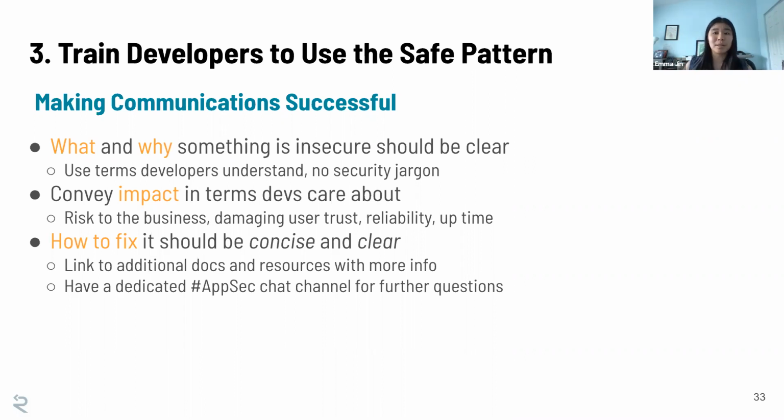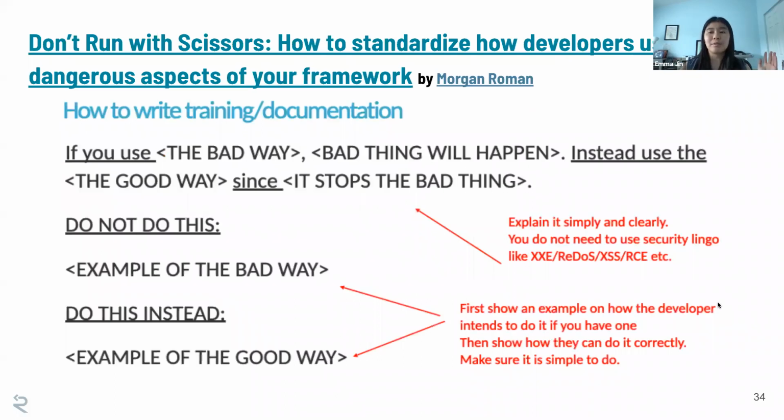This is possible in some cases. It's not always easy. But however vulnerabilities are communicated, it needs to be very clear what is insecure, why this thing is bad, why they should care, and then how they can fix it. So here's a nice template for what to include in documentation. I personally think that the comments given by tools, since those are the most immediate place where developers see problems, are the best and most important place to put the messaging.